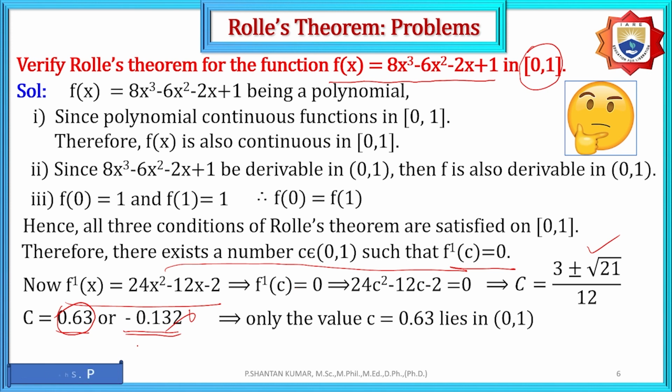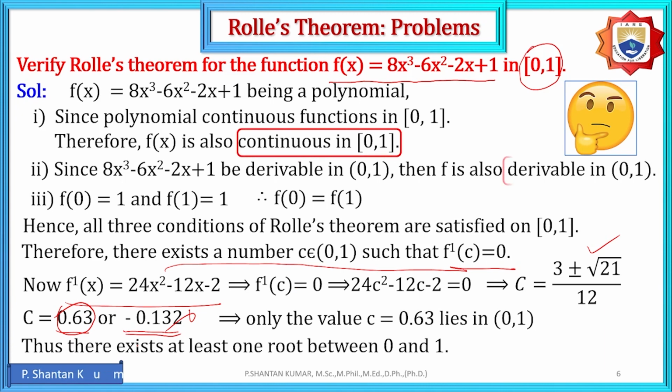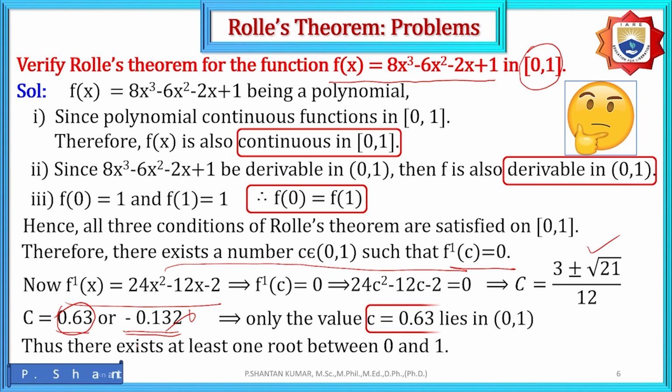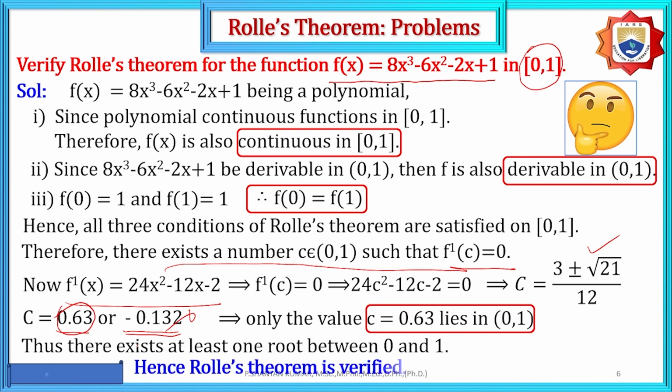Therefore, here the three conditions are satisfied. That is, one is a continuous function, and again a differentiable function, and again f of a is equal to f of b, and again f dash of c is equal to 0 where c belongs to (a, b), that also satisfies the condition. If all the conditions are satisfied, hence Rolle's theorem is verified.